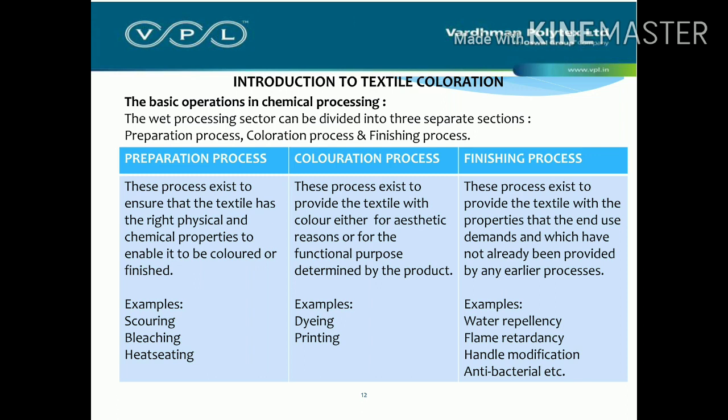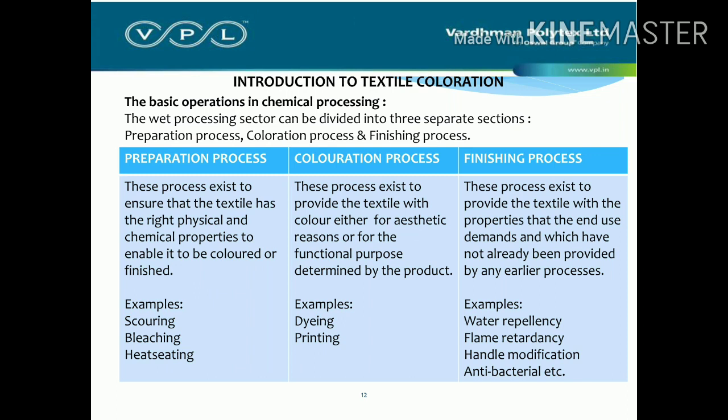The preparation process. These processes exist to ensure the textile has the right physical and chemical properties to enable it to be colored or finished. Examples are scouring, bleaching and heat setting. Coloring process. These processes exist to provide the textile with color, either for an aesthetic reason or a functional purpose determined by the product. Examples are dyeing and printing.